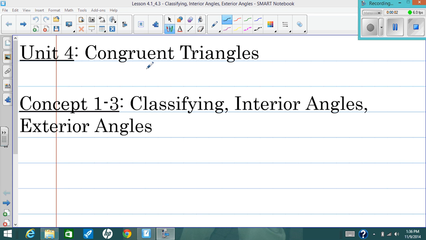Hey all, this is the beginning of Unit 4. We're going to talk about congruent triangles, but to start we're going to talk about some of the basic things that we need to understand about triangles in order to move forward. There's three concepts here. I put them together because they all kind of go together. They're the basics.